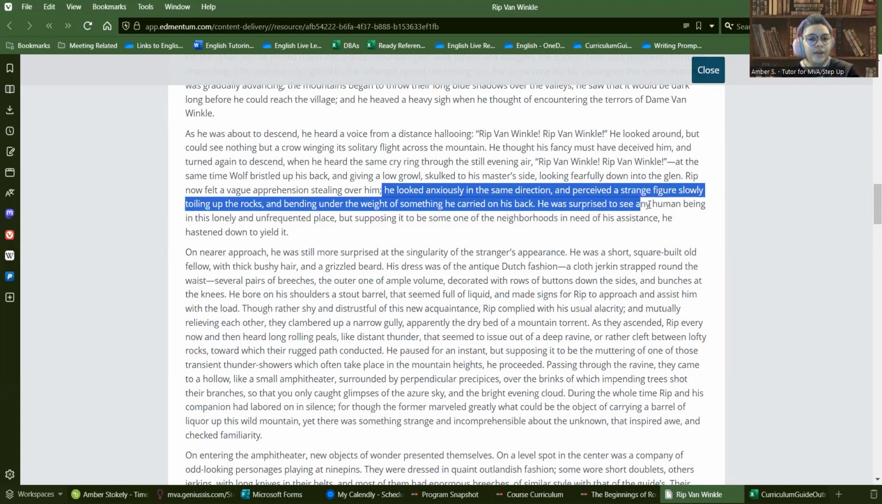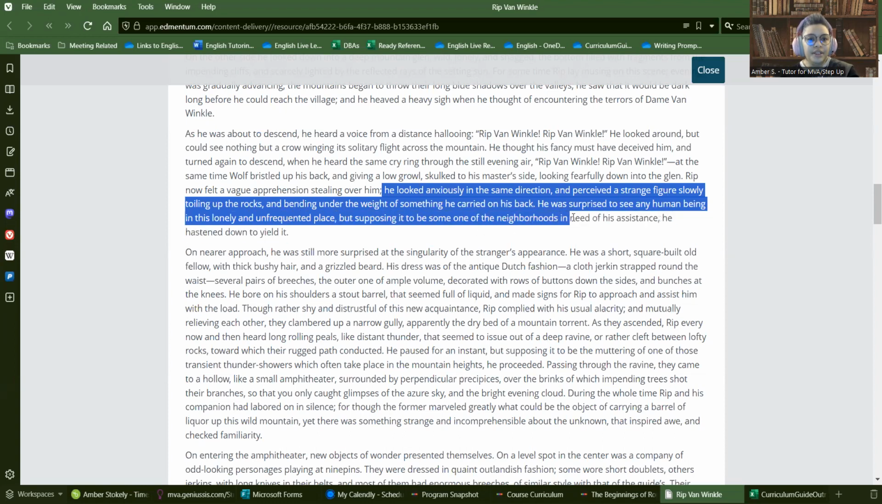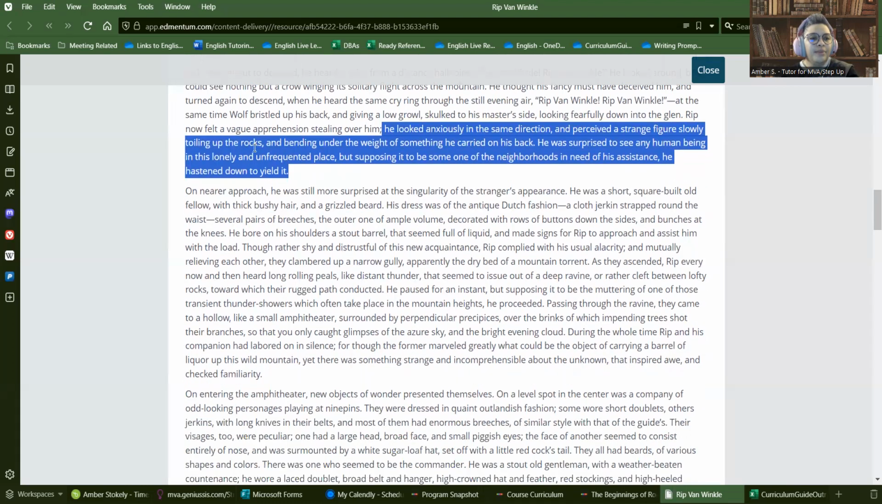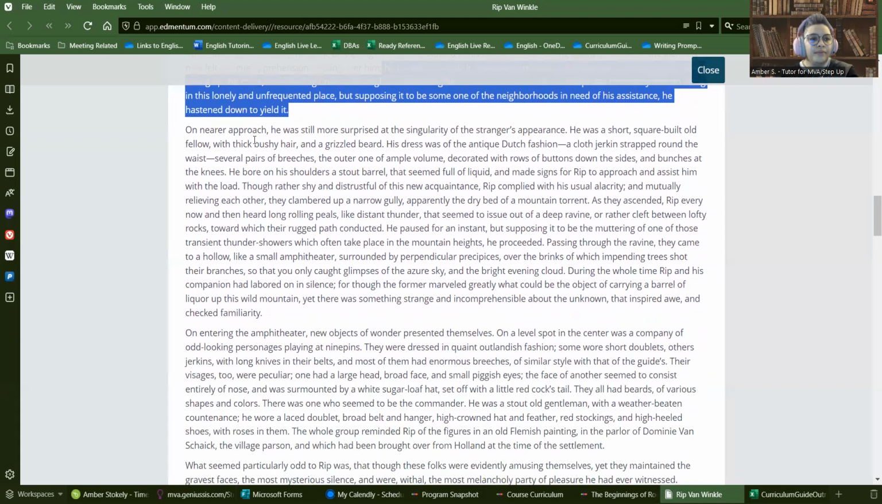He was surprised to see any human being in this lonely and unfrequented place, but supposing it to be someone of the neighborhood in need of his assistance, he hastened down to yield to it. So he sees someone and he's like, why is someone all the way out here? But he thinks it might be one of his neighbors, so he goes to check it out.